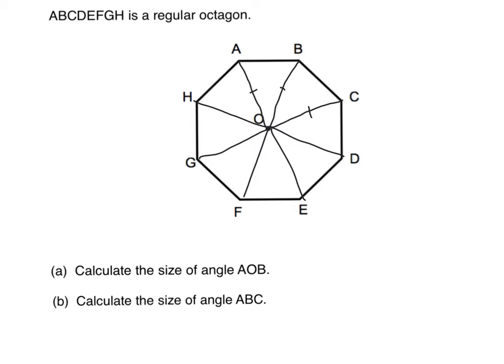Why? Well, if they're all identical, then around the center is 360 degrees split up into these 8 angles. So we could do 360, divide that by 8, and that would give you your 45 degrees. So that means that angle AOB in here is 45, and actually all of those angles around the center are 45.